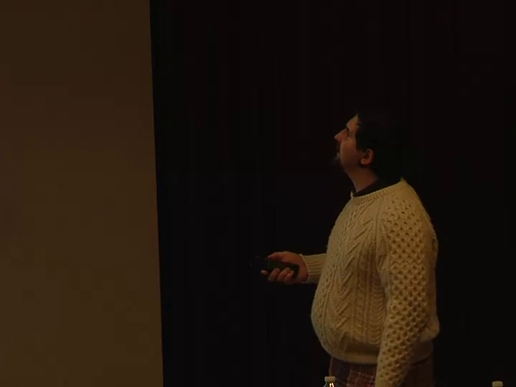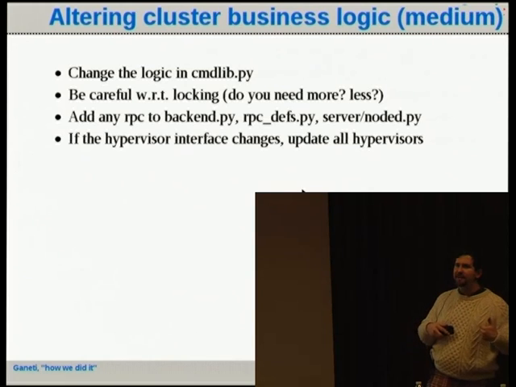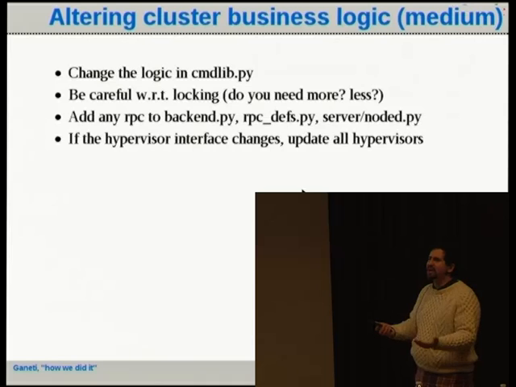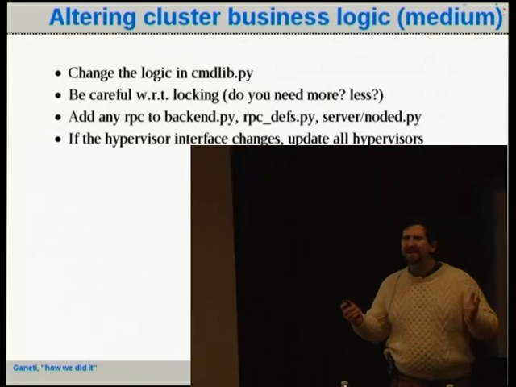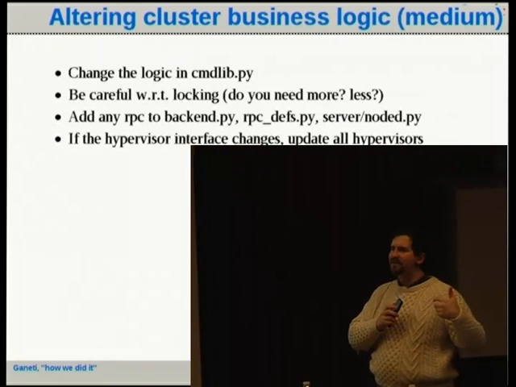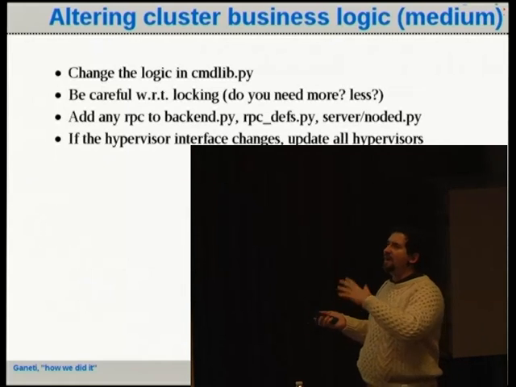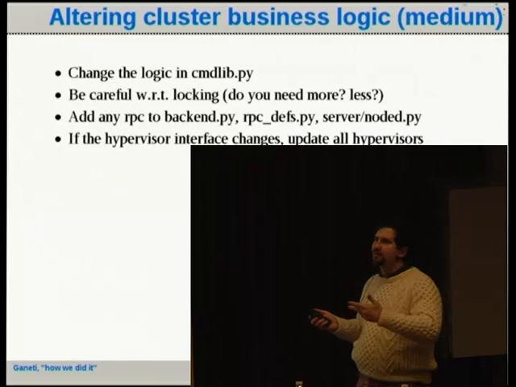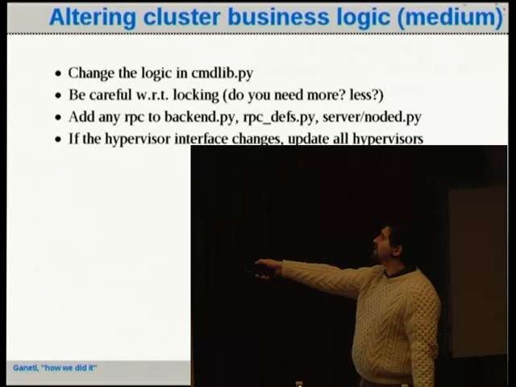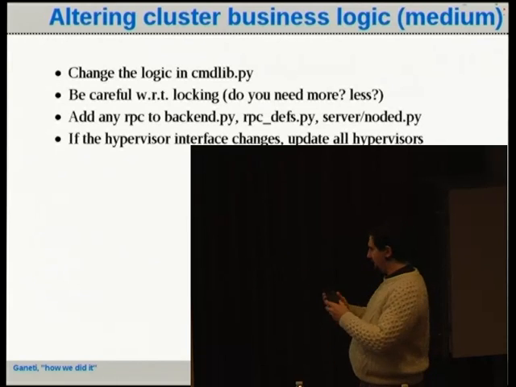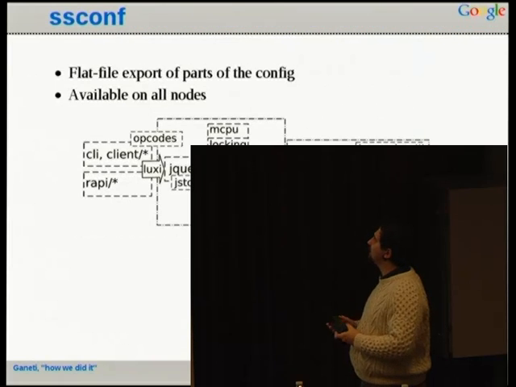A bit more complicated is altering cluster business logic. So suppose you don't want to change anything just in the parameter, but you want to change how the virtual machine gets started. Why would you do that, basically, first of all? Suppose, for example, you're implementing a different type of migration or something that is more high level or something that interacts with more than one node. So some kind of functionality by which the nodes have to coordinate. This goes to the master daemon, and then the master daemon will call something else to do that. So you just change the logic in cmdlib, which is where, as we saw before, the logical units were implemented.